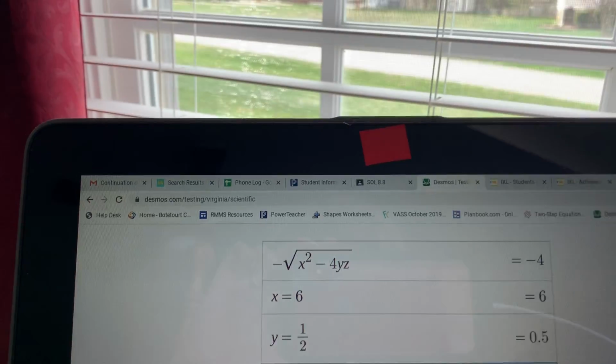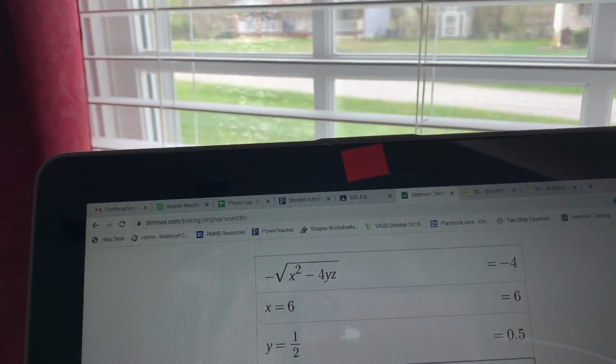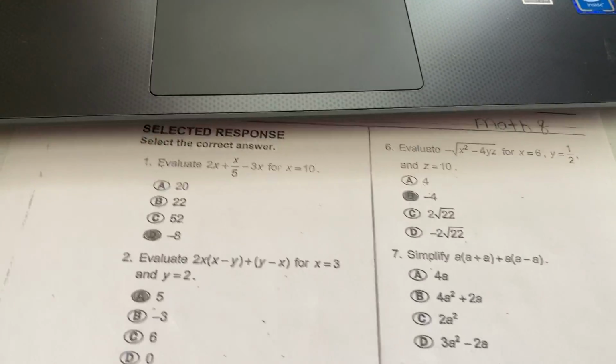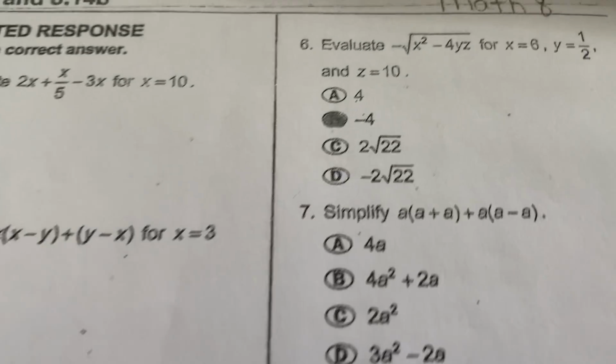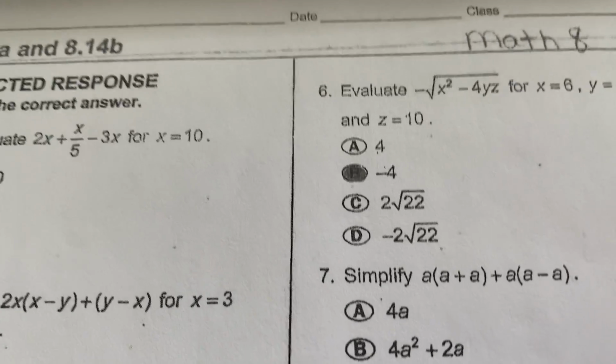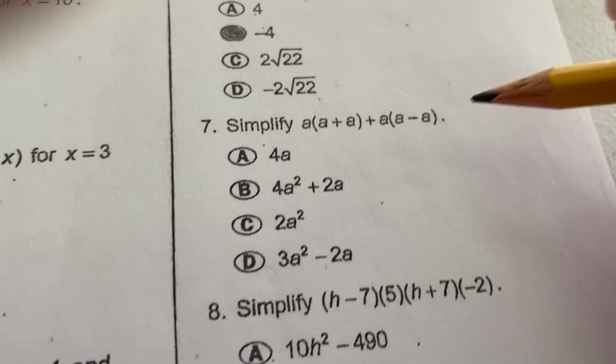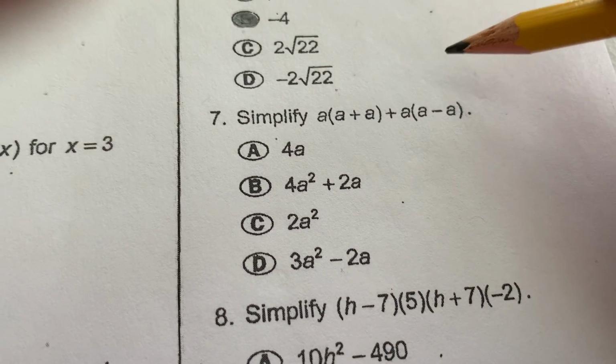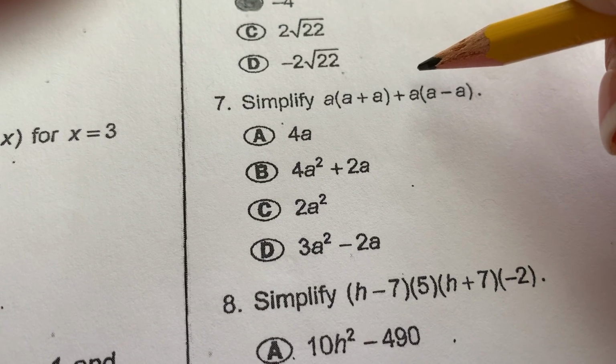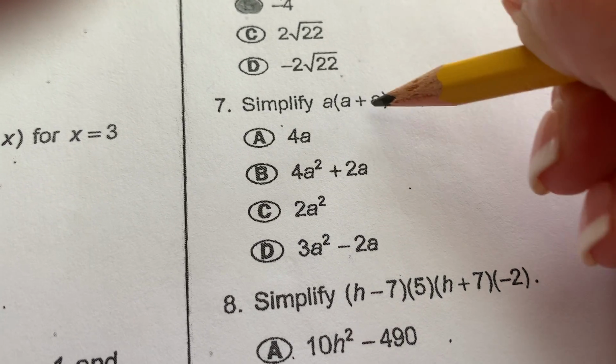All right, let's go back to number 7. I'm going to be quite honest with you guys. Number 7, we can't use Desmos on, so we have to do it by hand. And we didn't actually do one like this in class. So here's what we're going to do.